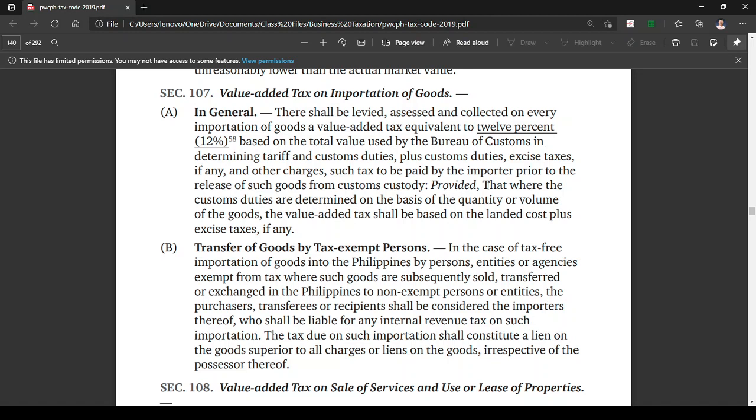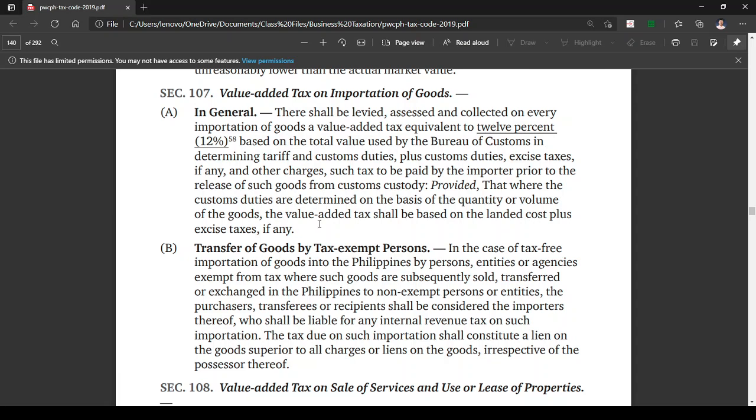So provided that where the custom duties are determined on the basis of the quantity or volume of goods. So kung yung basis naman ng custom duties is quantity or volume of goods, for example, let's say per kilo yung basis ng custom duties, ang gagamitin natin na basis is yung landed cost plus any excise taxes. So landed cost ang basis natin.